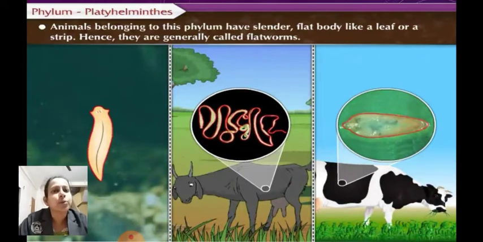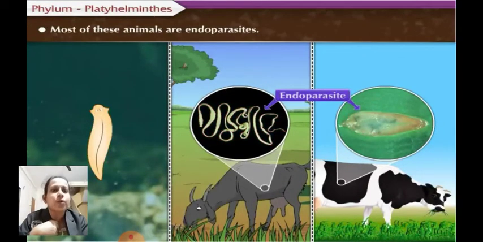Now, actually the word Platyhelminthes, platy itself tells you that it is plate-like or flat. So, these animals are flat, or maybe like a leaf, and therefore they are also called flatworms. Let's see what are other characteristics of these animals. So, they are endoparasites. You might have heard about the different modes of nutrition. One of the modes of nutrition is the parasitic mode of nutrition.